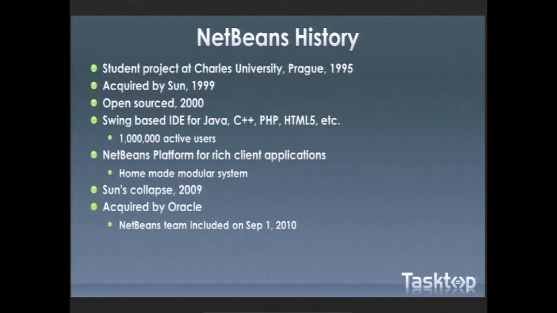And the first thing Sun basically did was that it decided that NetBeans should be open source. So in the middle of year 2000, we became an open source project. Since then, we are working in the open source space. We are a Swing-based IDE for various technologies, and we have 1.2 million active users that use the IDE at least twice a month.